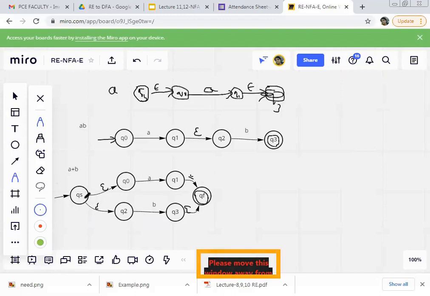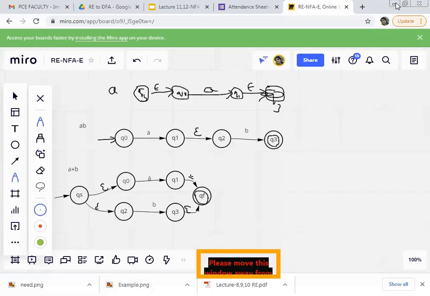Okay, so if you see now, start from the start state and reach the final state, one path is this and another path is this. If I take this path, I can read A. If I take this, I can read B. Is this clear?